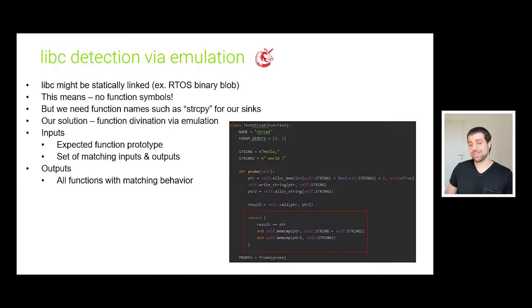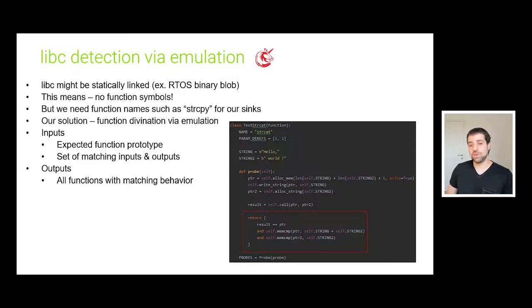So let's start with an easy case. Let's say that libc is dynamically linked. In this case, no problem. You have function symbols. You're done. But let's say it's not dynamically linked. Let's say it's statically linked, and also the binary is stripped, which is actually a very common case in real-time operating system binary blobs. So this means you don't have function symbols and you have to figure out all the functions for yourself. I'm sure as researchers and reverse engineers, you had to do that yourself a couple of times.